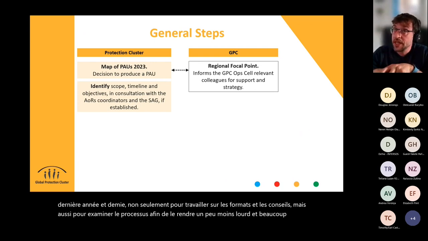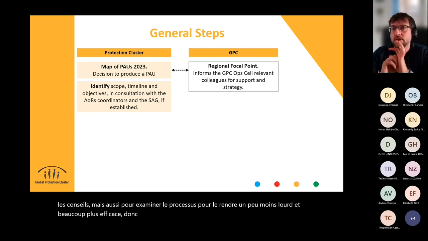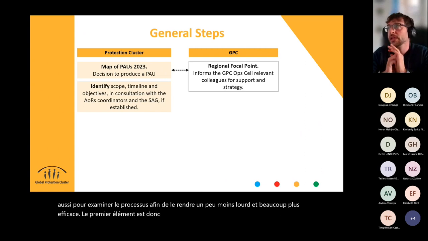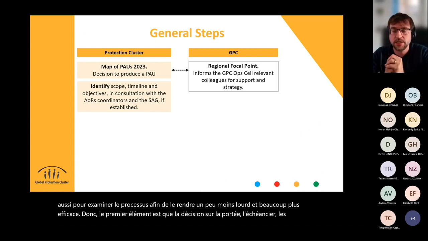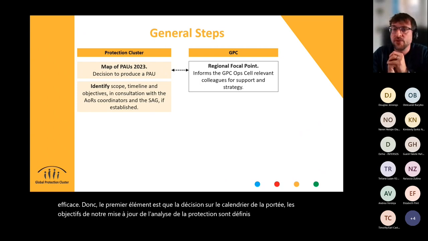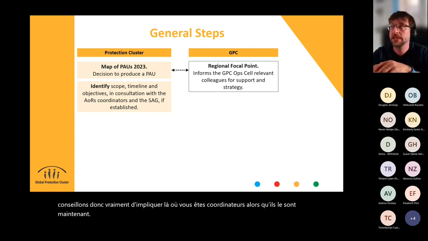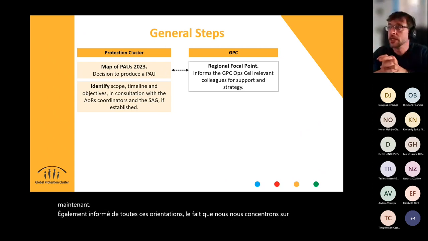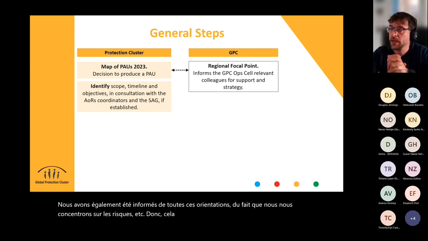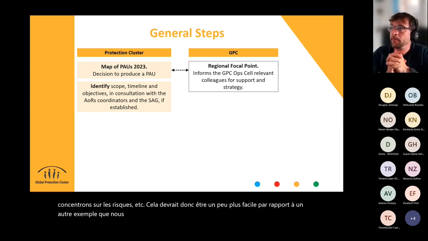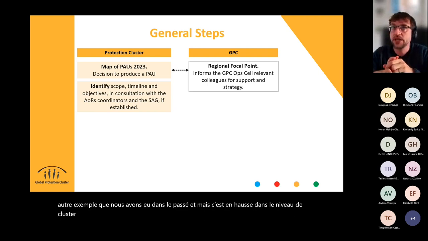So the first element is that the decision on the scope, the timeline, and the objectives of a protection analysis update is defined within the cluster. So we really advise to involve AOR coordinators, as they are now also briefed about all this guidance and the fact that we're focusing on risks, so it should be a bit easier compared to some other examples that we had in the past. But it's up to the level of the protection cluster coordination with the partners to identify it.